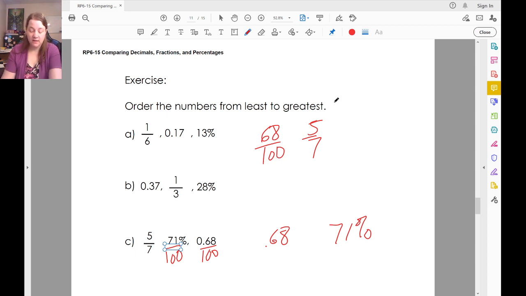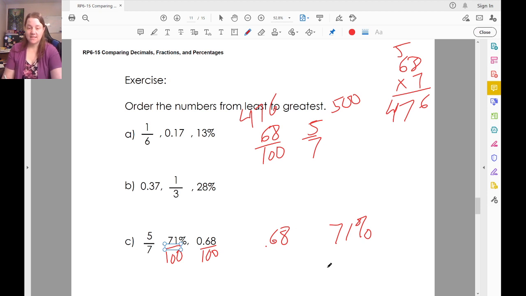100 times 5 is 500. 7 times 68, let's go ahead and figure that one out. Well, 7 times 8, I can never remember 7 times 8, but I do know that 7 times 7 is 49, plus another 7 is 56. 7 times 6 is 42, plus 5 would be 47, which means that 5/7 is bigger than 68.